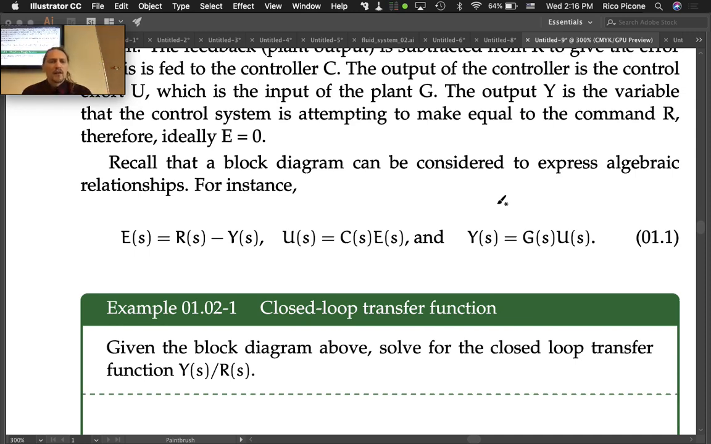So let's do a quick example, in which we're going to derive something of interest to ourselves as we go forward. This is a learning example, not just an example of a problem to work, but a derivation kind of example. Given the block diagram above, solve for the closed loop transfer function Y over R.